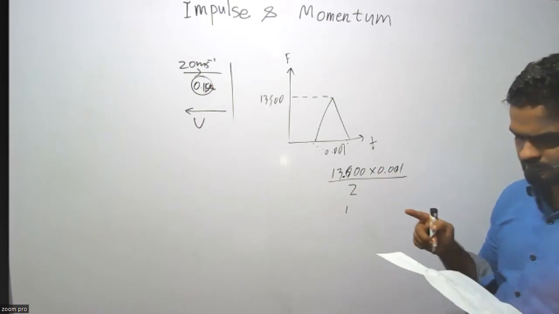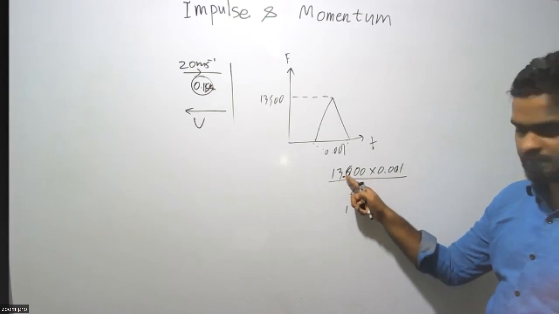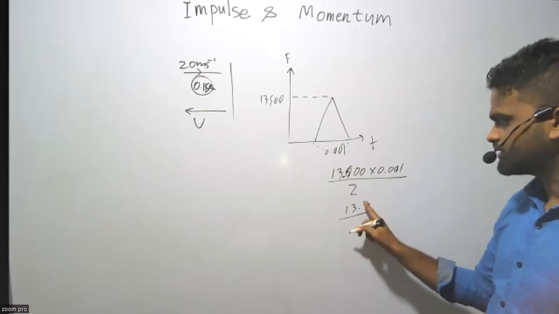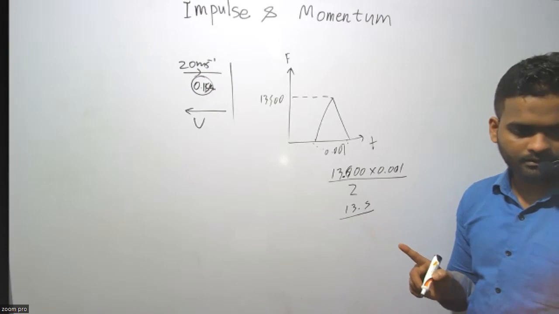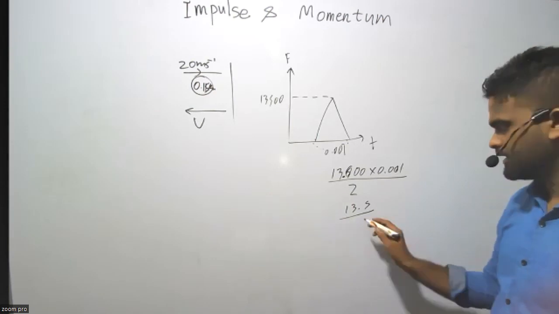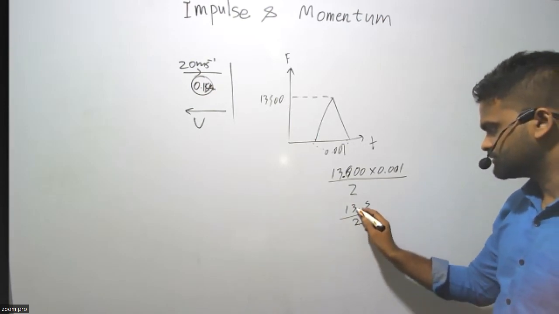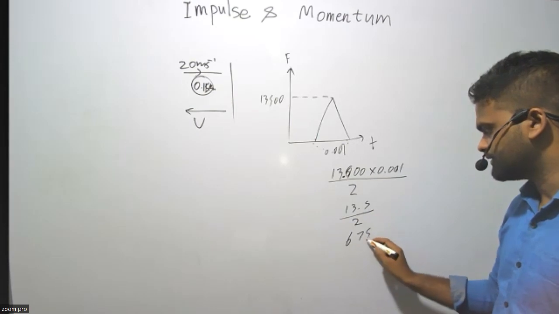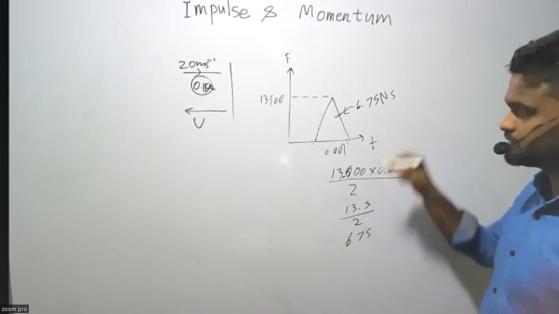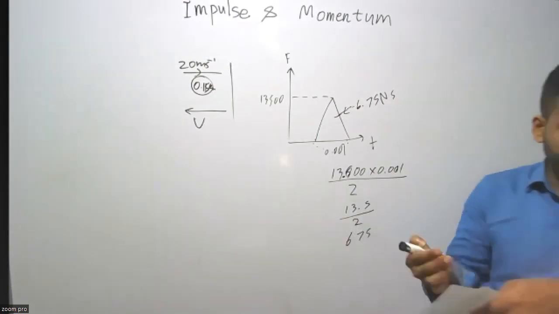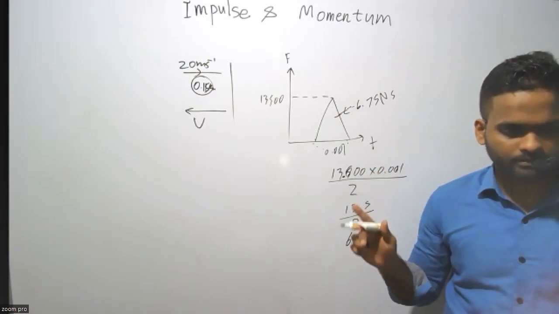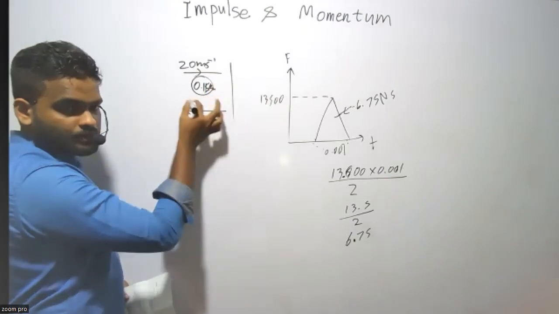0.001. So this is 13.5, right? 13.5 divided by 2, not 135. Divided by 2, so this becomes 6.75. So that's the area. 6.75 Newton seconds. That's the impulse caused due to the bat. Okay, right? 6.75, not 67.5.